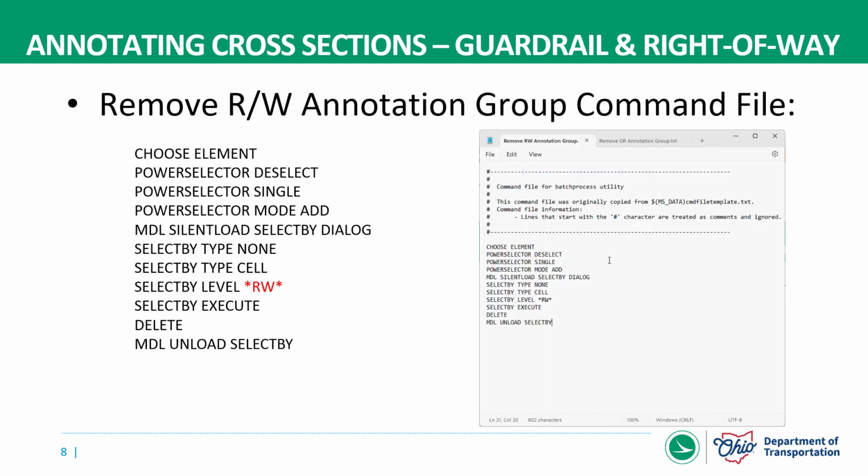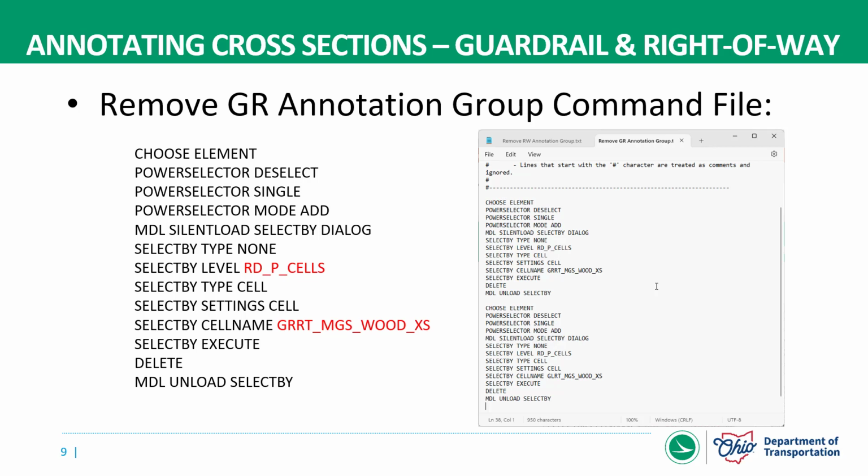Here's an example of the key-ins used, which use the select by command to select the cells placed on the right of way levels. The first couple lines clear and reset the power selector for a fresh start, so you're not grabbing any elements that you may have already had selected. Then set the select by settings to choose cells on the right of way levels. And notice that wildcards can be used here for the level selection.